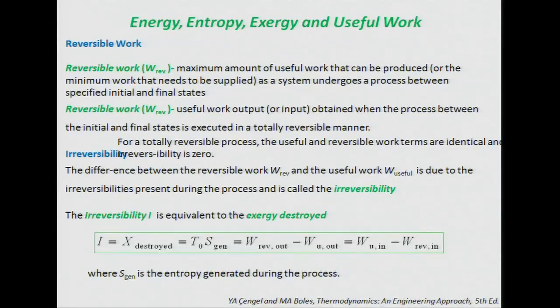And we say that reversible work is the maximum amount of useful work that can be produced, or, depending on the device, the minimum work that needs to be supplied to any system as it undergoes some process between a specific initial and final state, or even through a cycle. Okay? When I say needs to be supplied, we might be talking about using a heat pump, which of course doesn't output work, outputs heat. Or we might be talking about a power station which outputs work. So you sometimes have to keep those in mind.